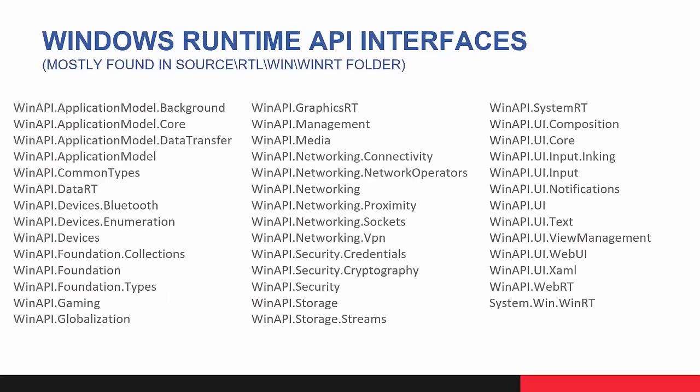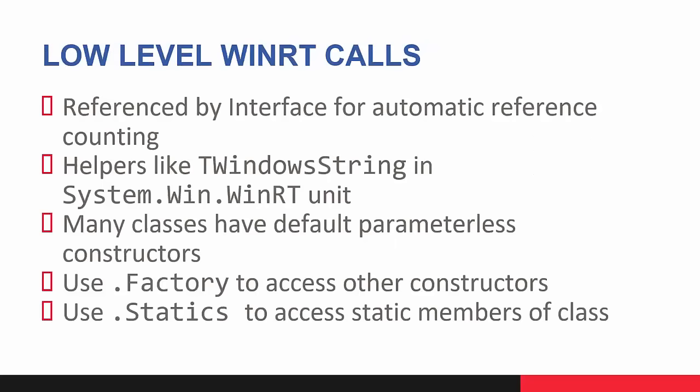This is the list of the API units that are available in the source RTL WinRT folder. Plus, there are these helper classes, helper units, that, for example, TWindowsString, defined in the System.WinRT unit. There are many classes that use a factory to access constructors. I'll show you some bit of code just to get a feeling of how this works.